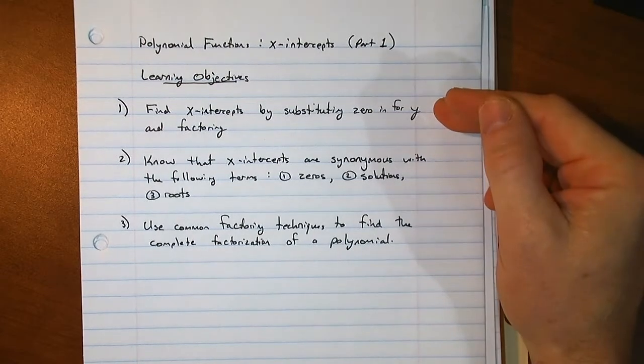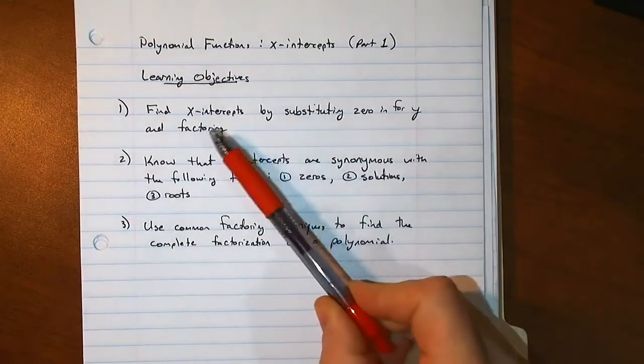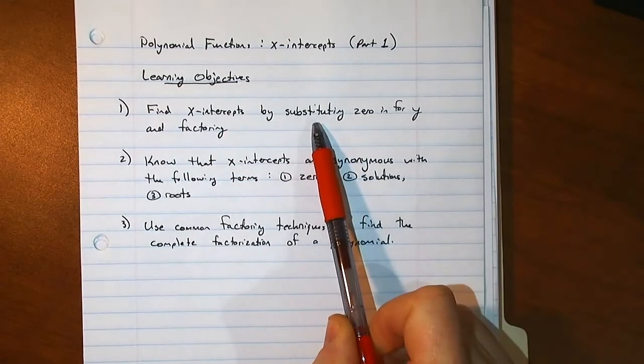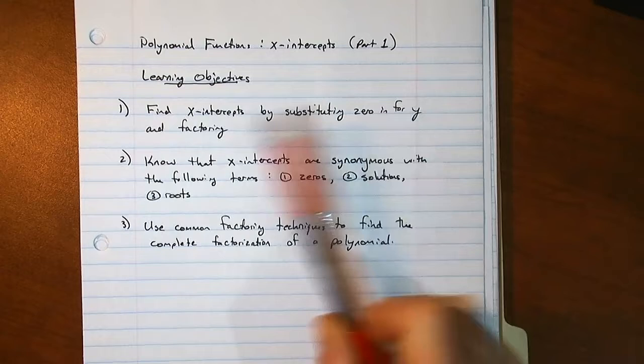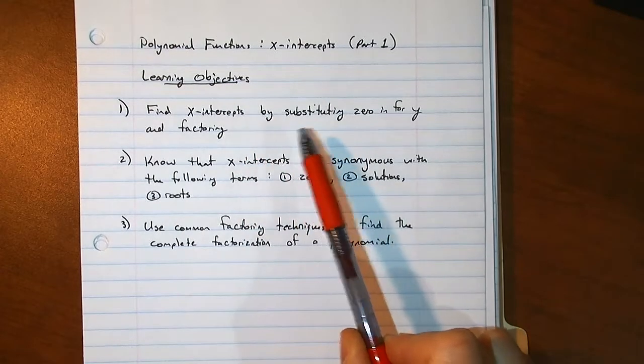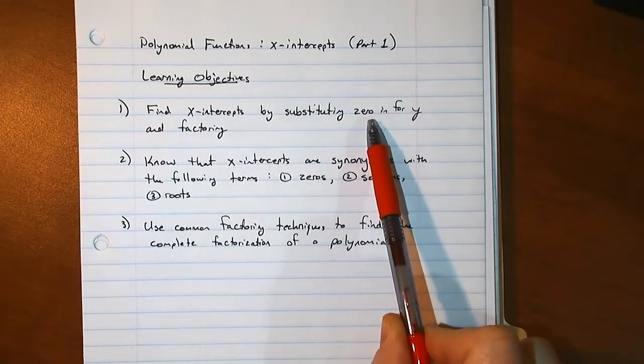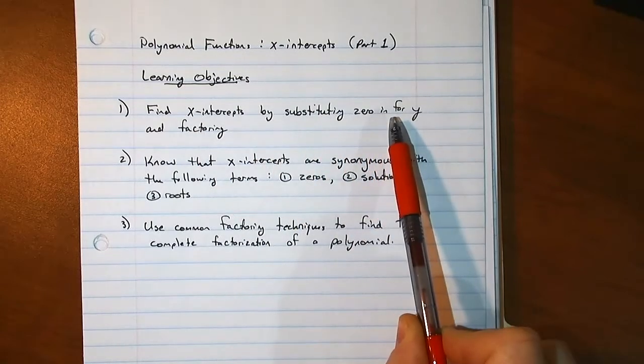So the first one is finding x-intercepts. And notice that I've even outlined the way that we're going to do that when we study polynomials: we're going to substitute 0 in for y, and then we're going to factor. Now realize that's exactly one of the methods that we learned with quadratics. Plug in 0 for y, well, that for sure is exactly the same.